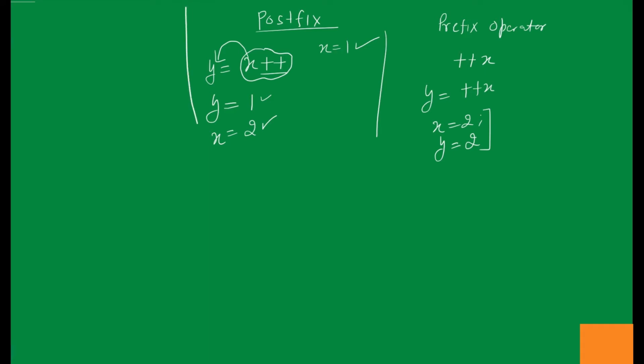Likewise, like we have done x++, we can also do x-- as well. That is postfix decrement. And like we have done ++x, we can do --x. That is prefix decrement. Okay, now let's solve some questions on how we are going to evaluate expressions that involve the postfix and prefix operators.